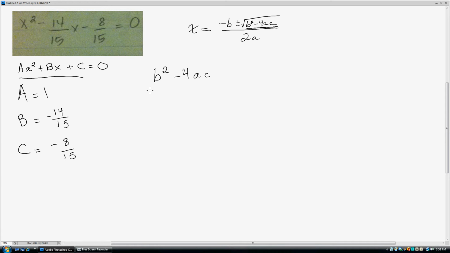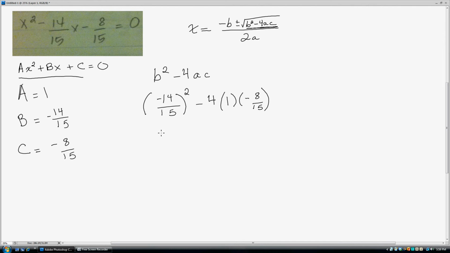So my b is negative 14/15. I'm squaring that, and then I'm subtracting 4 times our a times our c. Okay, so we're going to square it first. One of the most popular ways I have seen students have trouble with this problem is when they square a negative number, they don't make it positive. So be careful on that one. Anytime you square something that's negative, it's going to result in a positive.